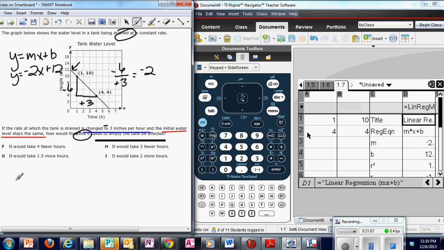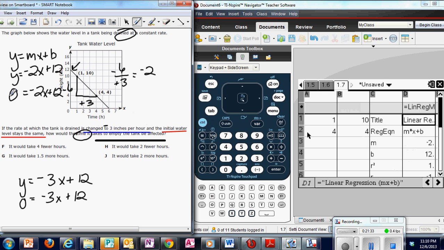Well, to know when it's completely drained is when the y value, the height, is 0. So this is what we're looking for. And the same thing down here. So let's utilize InSolve to figure out what x is when y is 0.